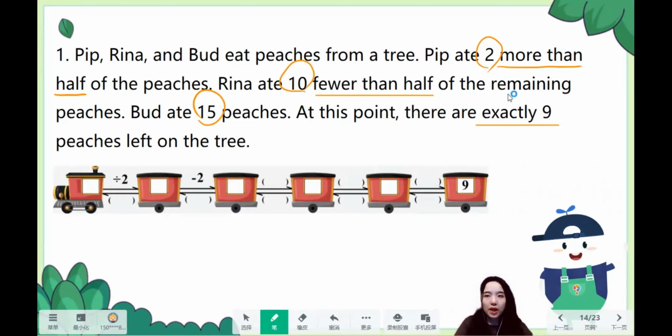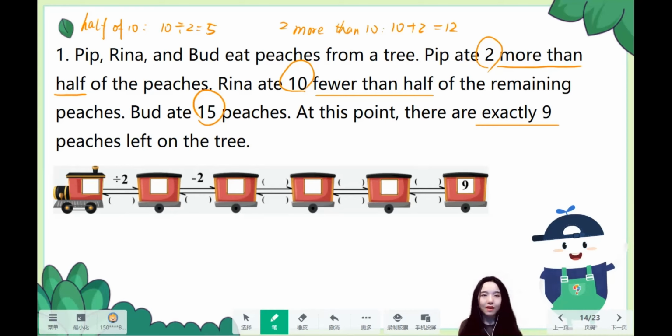Let's see. When we know Pip ate two more than half of the peaches, first we need to know which kind of operation half and more than represent. When we say what is half of 10, we use 10 divided by 2 to get it. It should be 5. When we say what is 2 more than 10, that means we need to use 10 plus 2. It should be 12. So as you can see, half represents division, while more than or fewer than represents addition or subtraction.